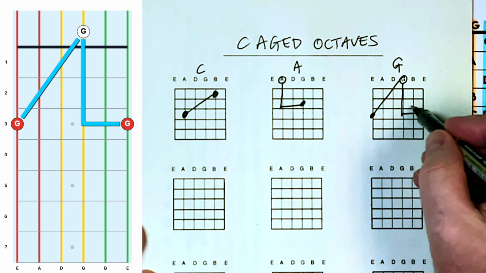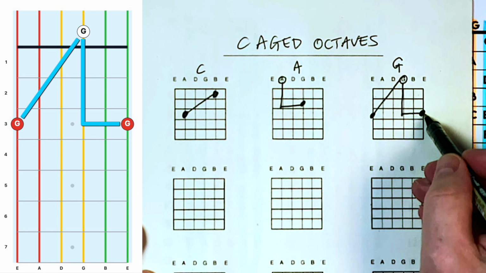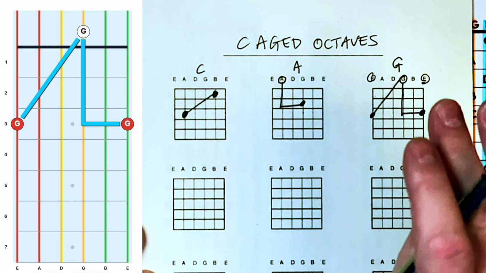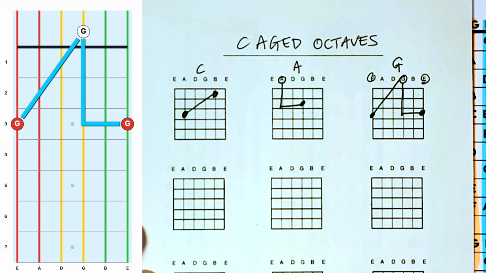But generally, once you know this G-shaped octave, you just remember that's an E string and that's an E string, so they're going to be the same. So E string, same position.